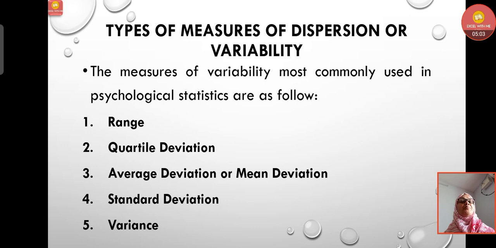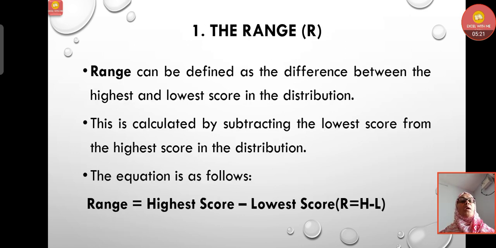Now let's see the types of measures of dispersion or variability. The measures of variability most commonly used in psychological statistics are as follows. First one, range, then quartile deviation, average deviation or mean deviation, standard deviation, and then variance. Let's discuss one by one.